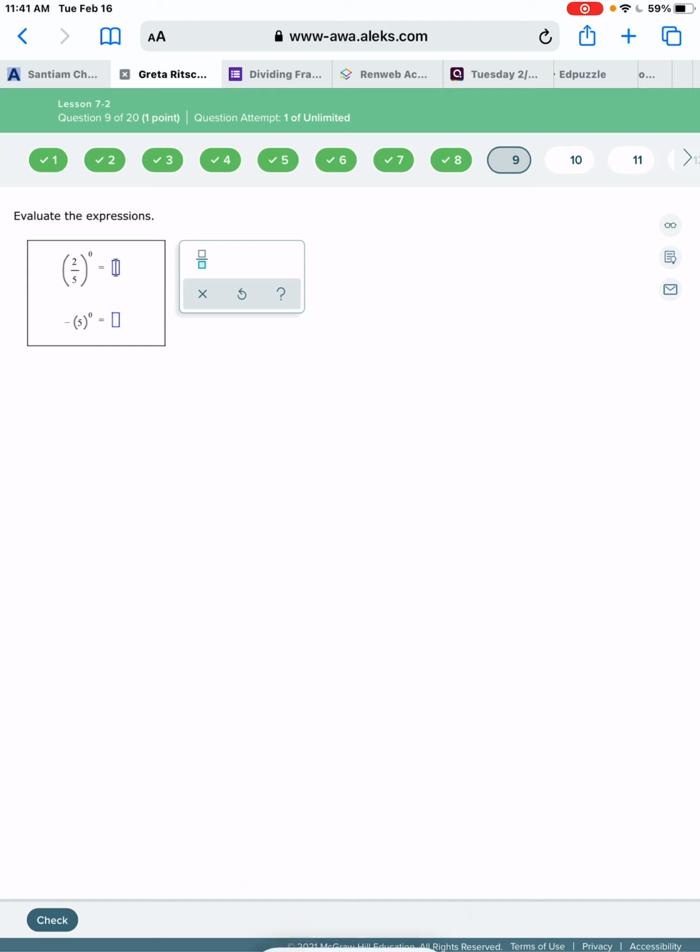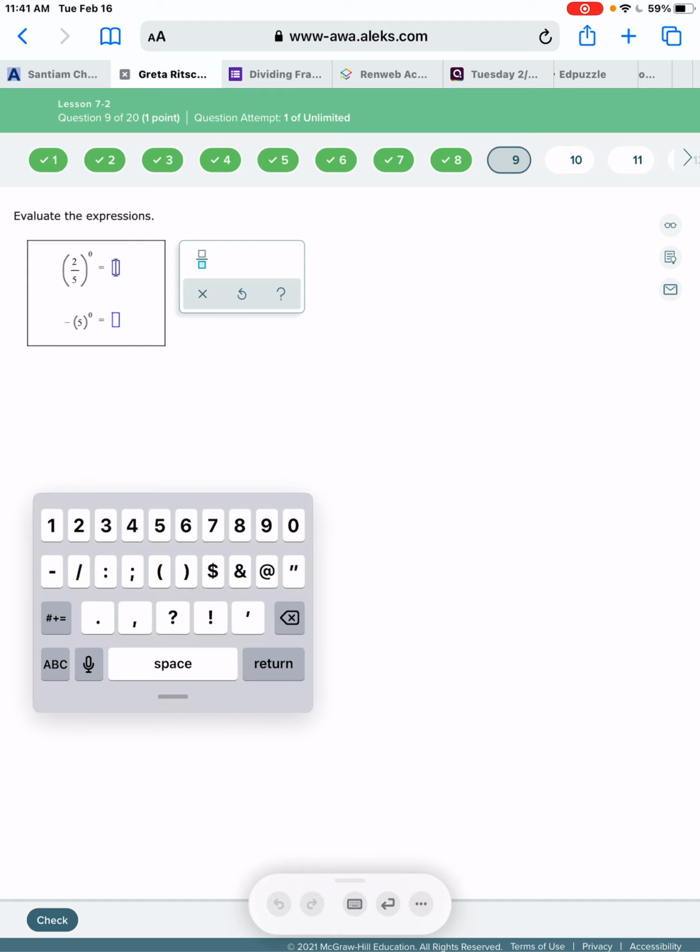Anything in the world to the 0 power is 1. Actually, 5 to the 0 power is a 1, but there's a negative on the outside of that. So it's actually going to end up being a -1 because we have a negative. That's like -1 times 5 to the 0. So -1 times 1 is -1.